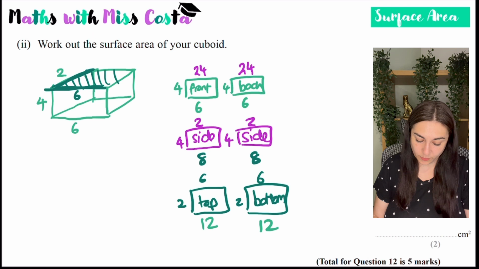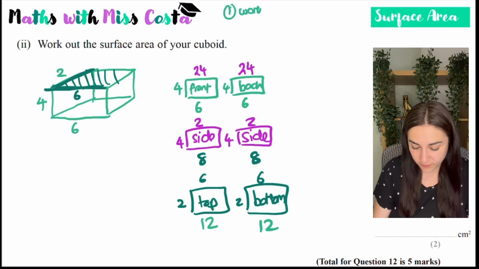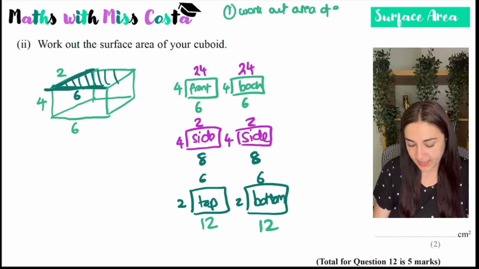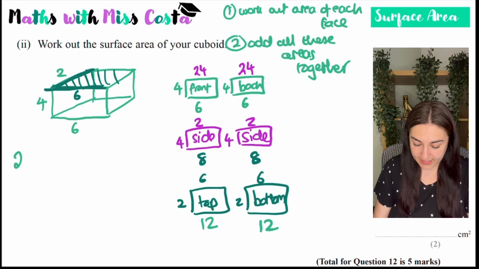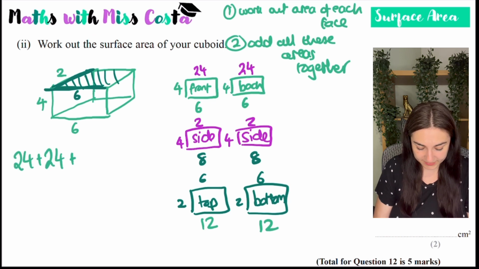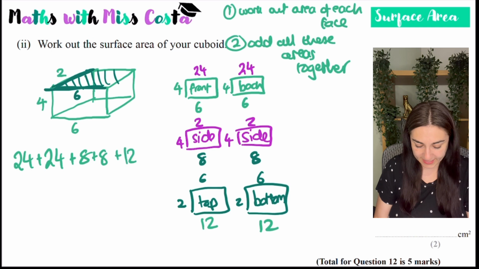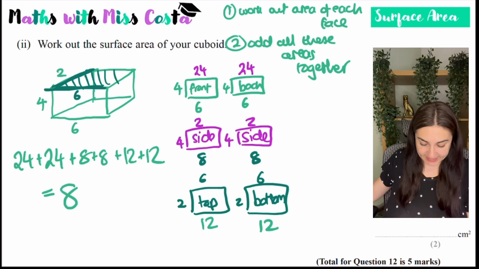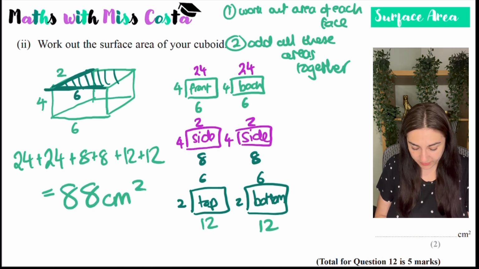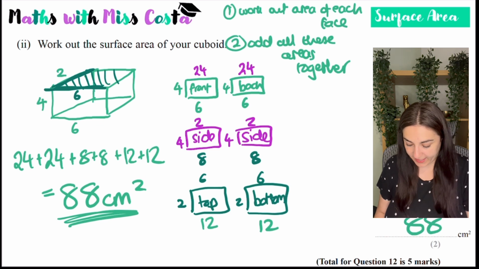So in the end, what I have to do is work out the area of each individual face. So work out the area of each face. And then what you do is you add all these areas together. So let's do that. So I've got 24 plus 24 plus 8 plus 8 plus 12 plus 12, which equals 88. And because it's area, I'm still dealing with area. It's going to be in centimeters squared.